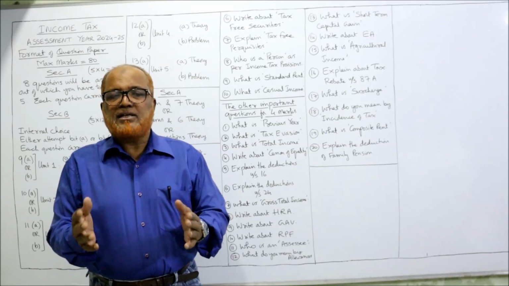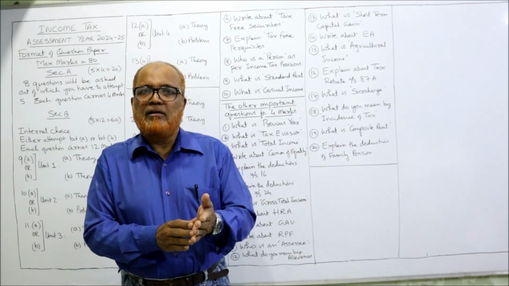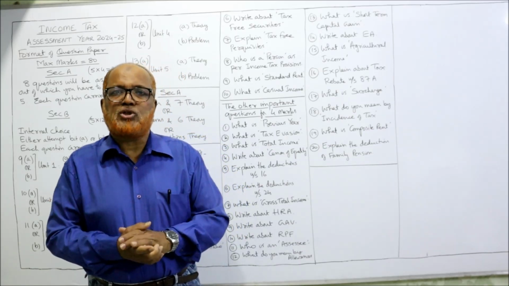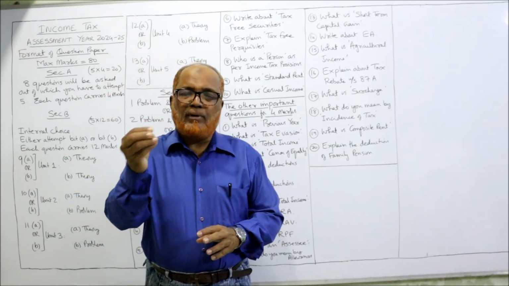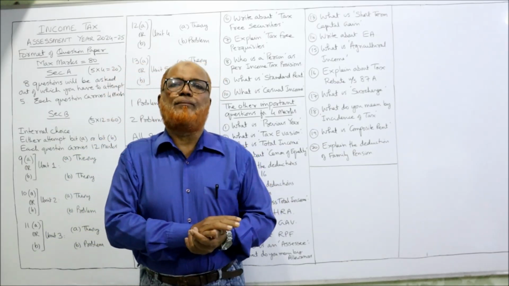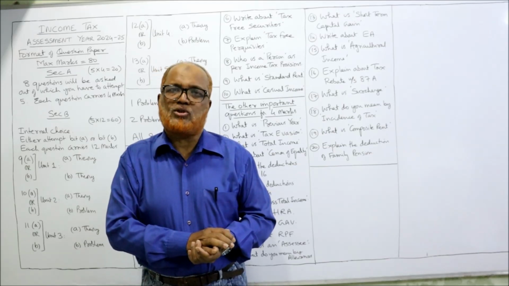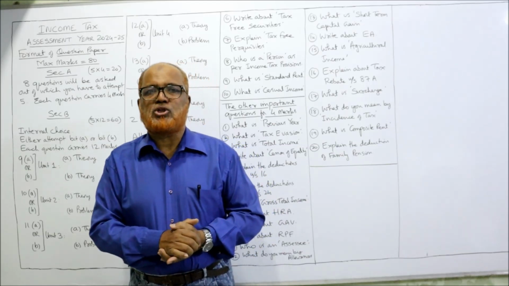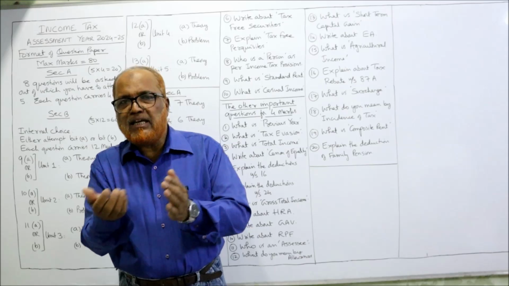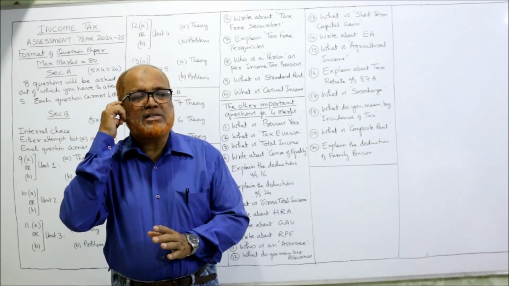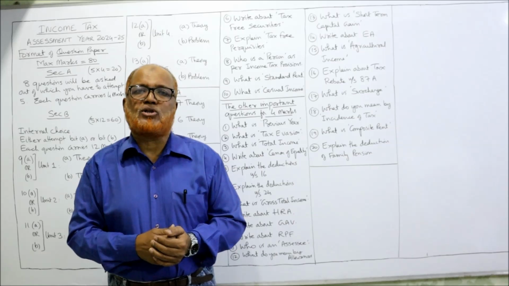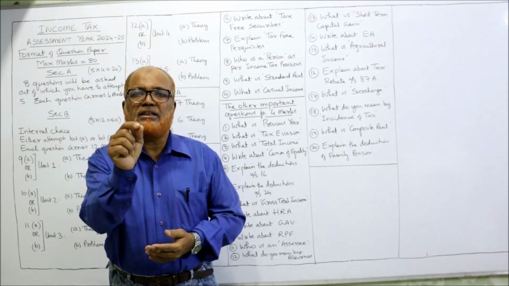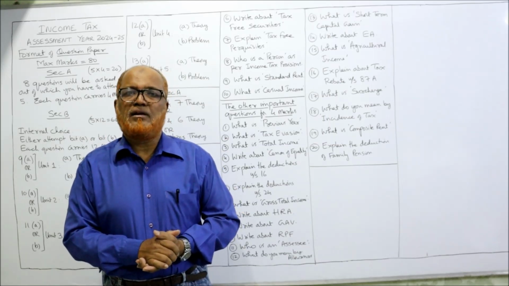For example, X is an employee. He expired. Then the employer is paying the pension to Mrs. X. This is called family pension. So if the family members of the deceased employee are getting pension, it is called family pension. According to section 57, deduction will be given for family pension. If an assessee is getting family pension, that person will be allowed a deduction. The deduction is 1/3 of the pension received or 15,000 rupees, whichever is less.